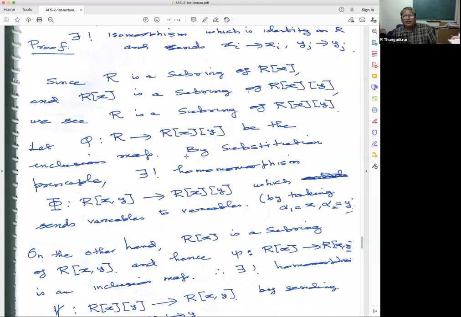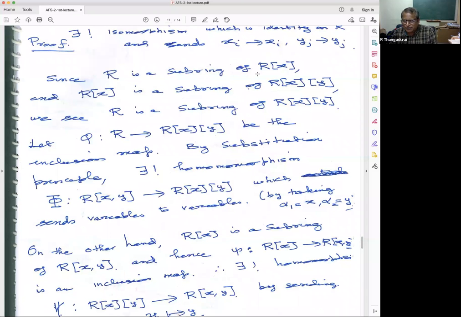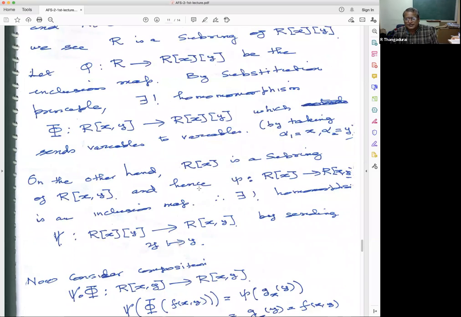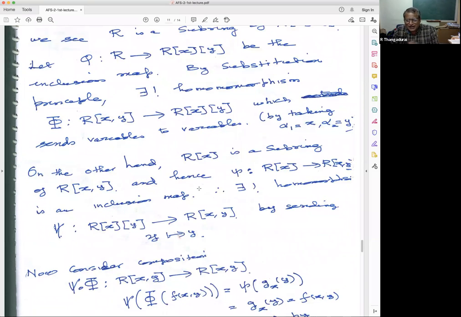Okay, so this is how we came. We first started with R is a subring of R[x], and R[x] is a subring of R[x][y]. Therefore, R is a subring of R[x][y]. So therefore, we have taken the inclusion map from R to R[x][y]. This inclusion map is a homomorphism. Therefore, by the substitution principle, we got a homomorphism from R[x,y] to R[x][y]. Okay, we have got a ring homomorphism. On the other hand, we want to get another way, the ring homomorphism from R[x][y] to R[x,y].